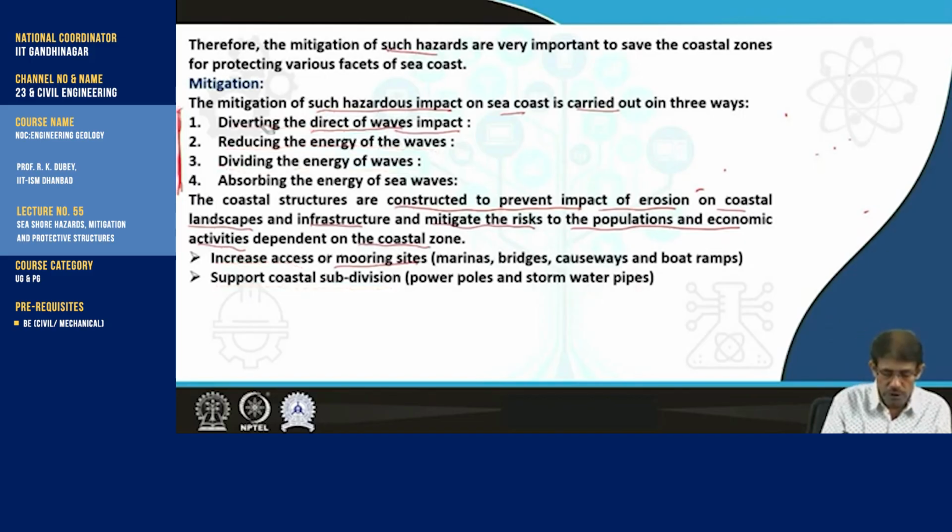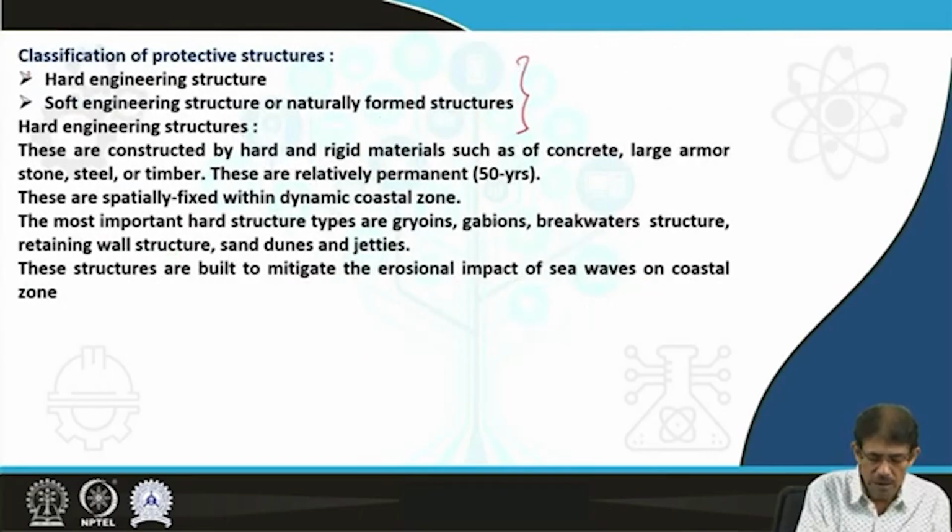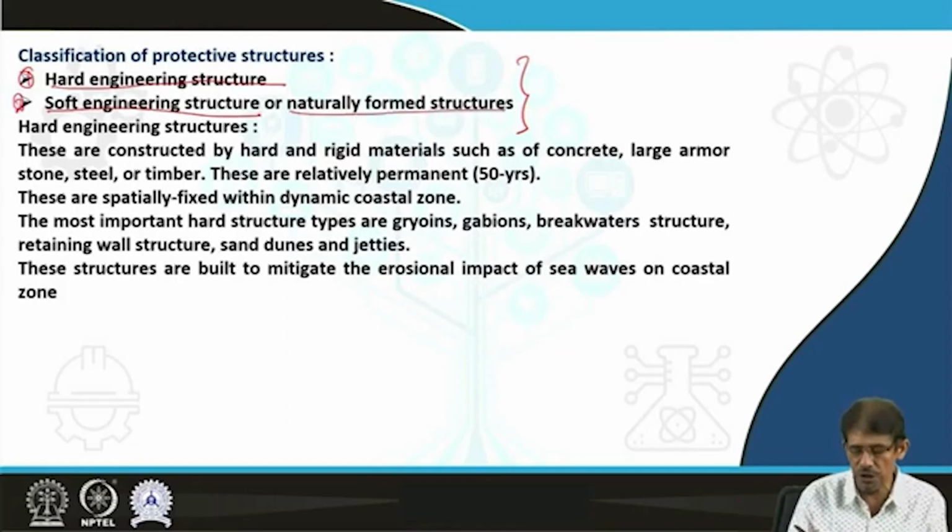So, considering such type of diverting direction, reducing energy, dividing energy and absorbing energy of sea waves, we have different structures belonging to the first type, hard engineering structures, and the second type, soft engineering structures or naturally formed engineering structures such as formation of dunes and others.